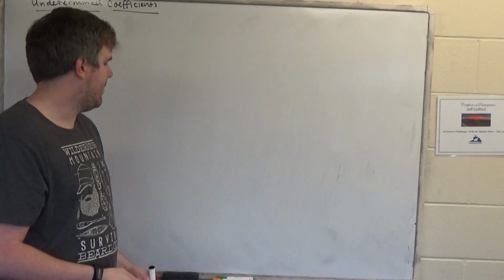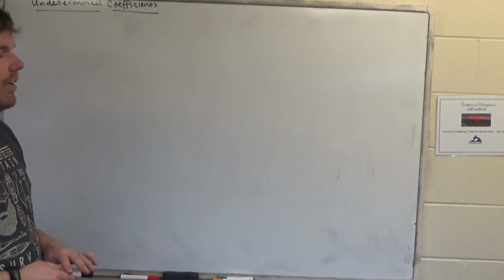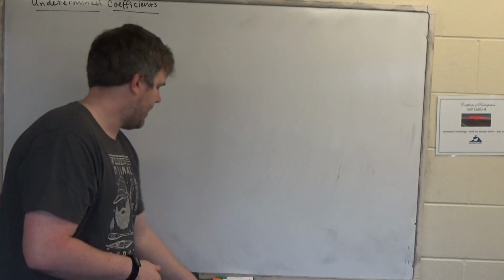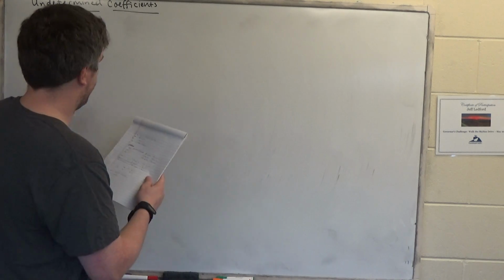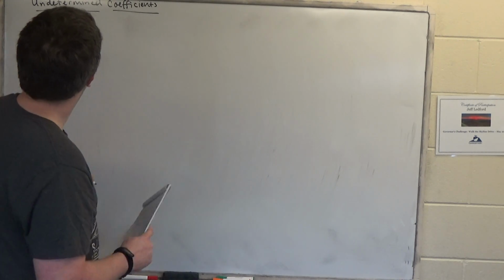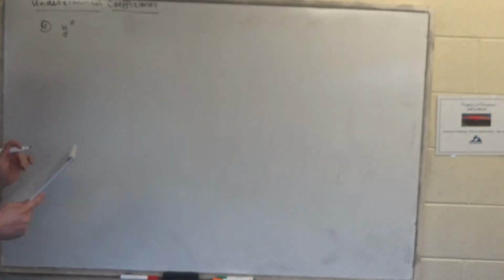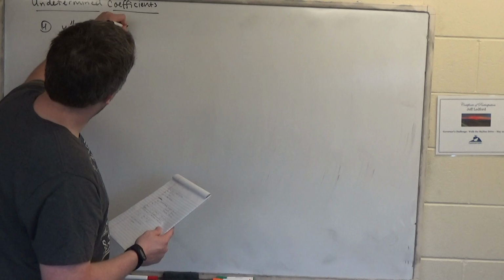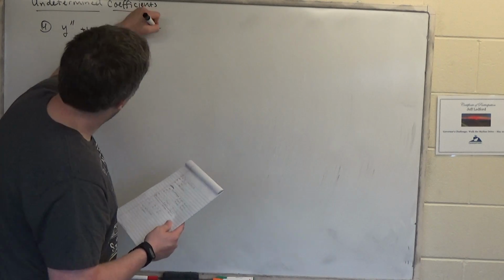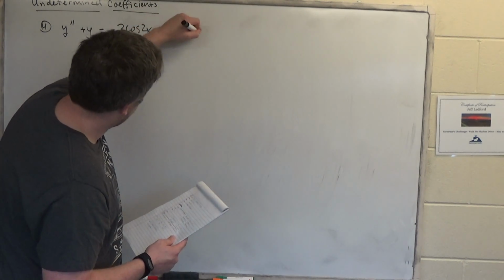Hi class. We're going to do another example of undetermined coefficients here. And more or less the only thing that changes is what we have to guess. I've chosen to do number 4, which is y double prime plus y equals negative 3 cosine 2x minus 6 sine 2x.